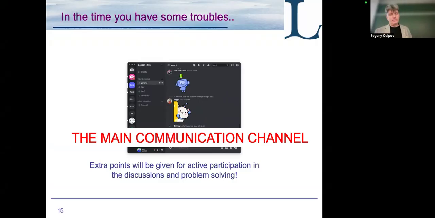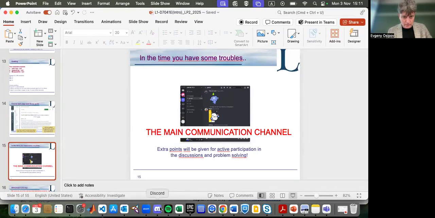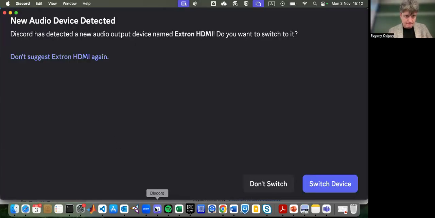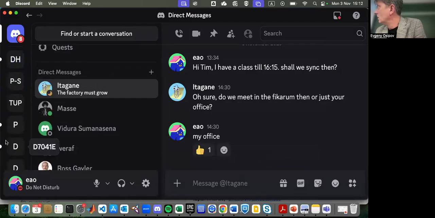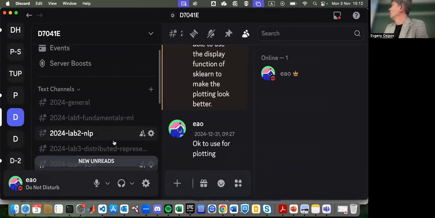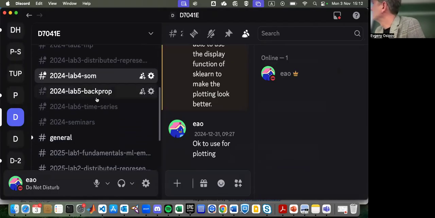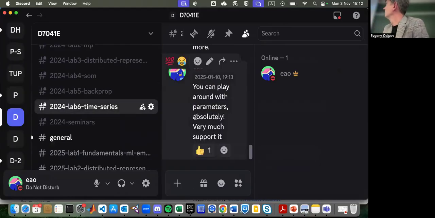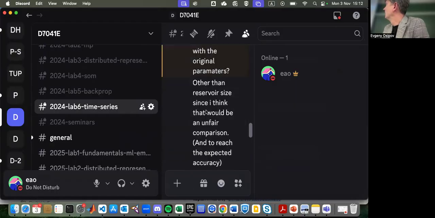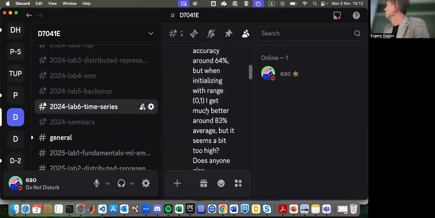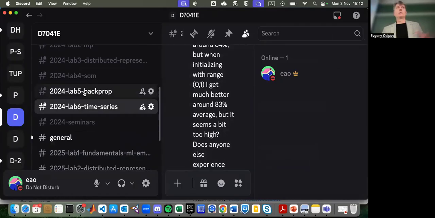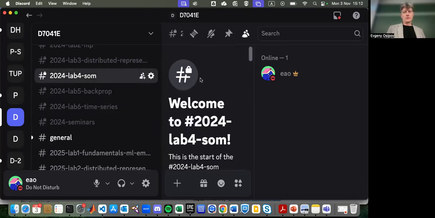In Discord, we have different channels, and I can show you again to demonstrate. Let me show you a channel from last year, maybe. Well, that wasn't very representative, but basically here you can put anything, like screenshots, graphs, snippets of code.